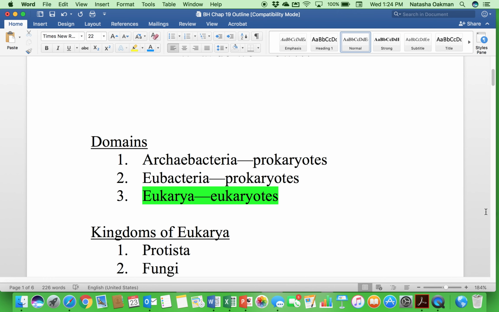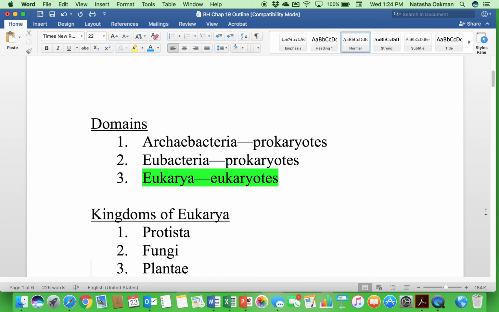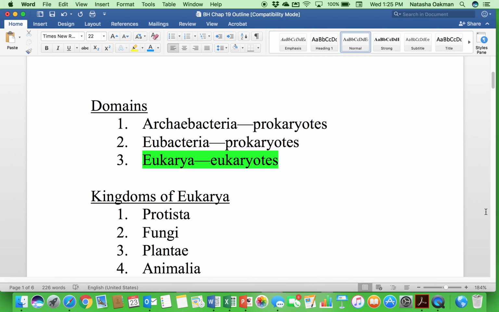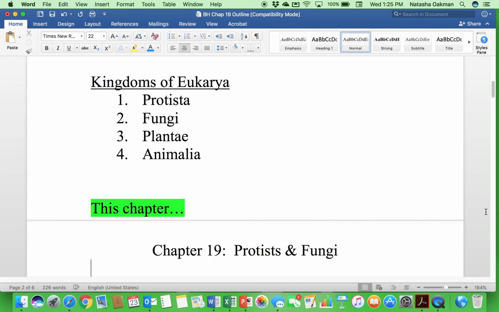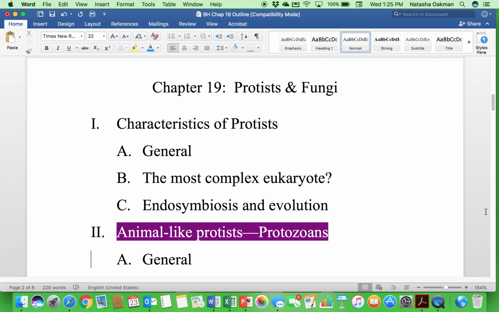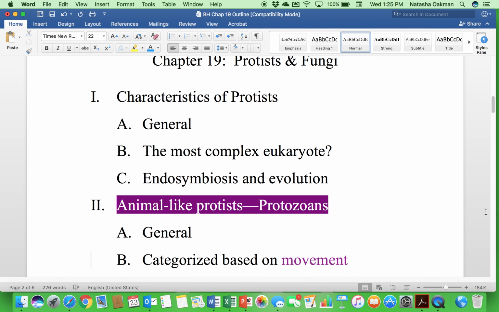So we had already defined protists as any eukaryote that is not a plant, a fungus, or an animal. So we've been talking about the way they are characterized. We have animal-like protists. Animal-like protists are like animals in that they can move, and they are also like animals in that they are heterotrophs. Very important. They're heterotrophic consumers. And so we actually classify them based on how they move.